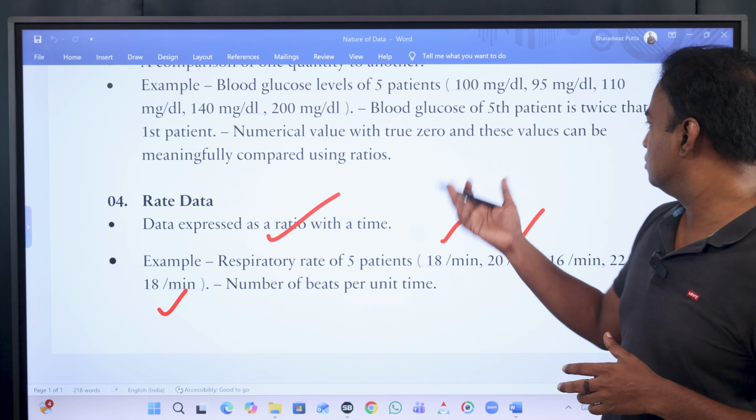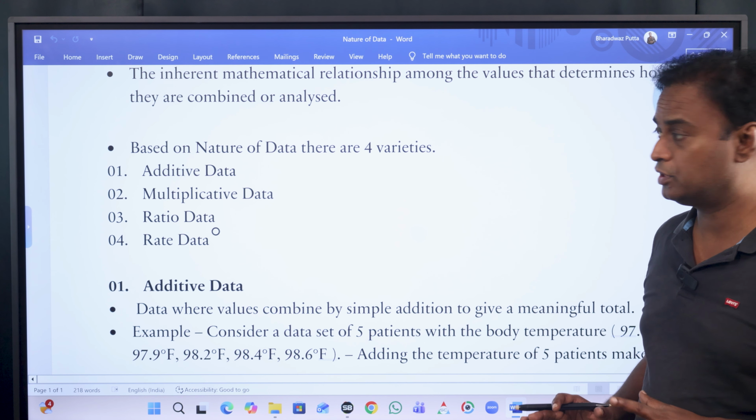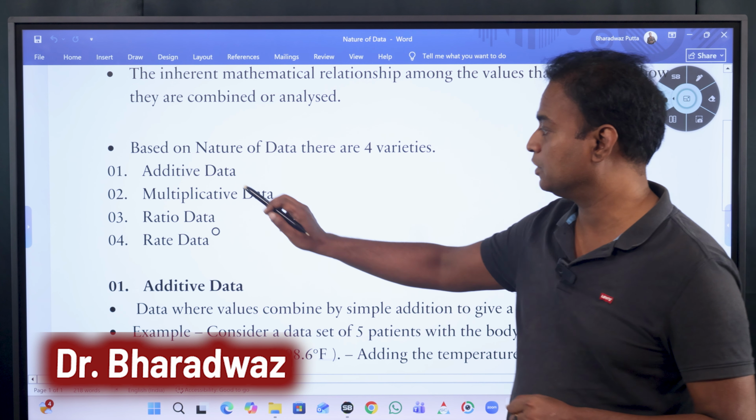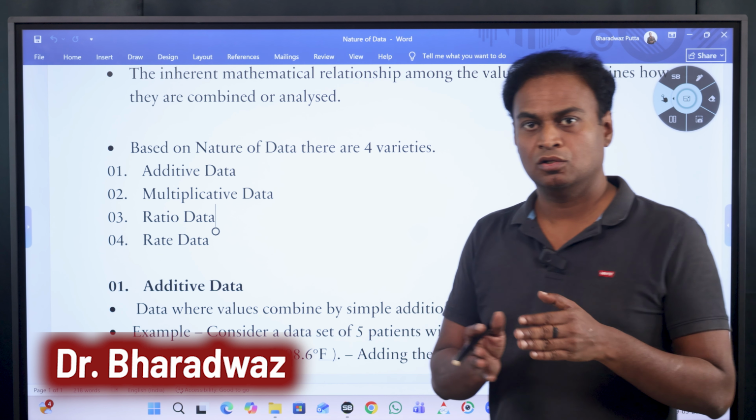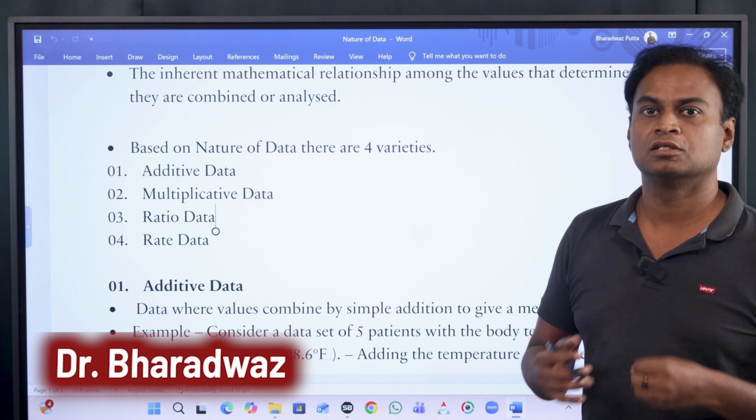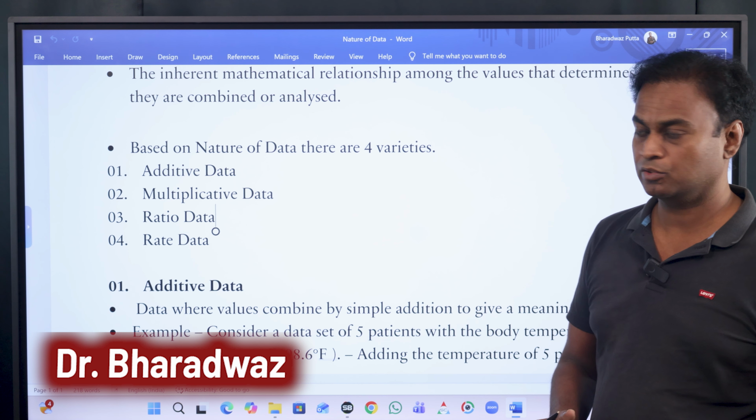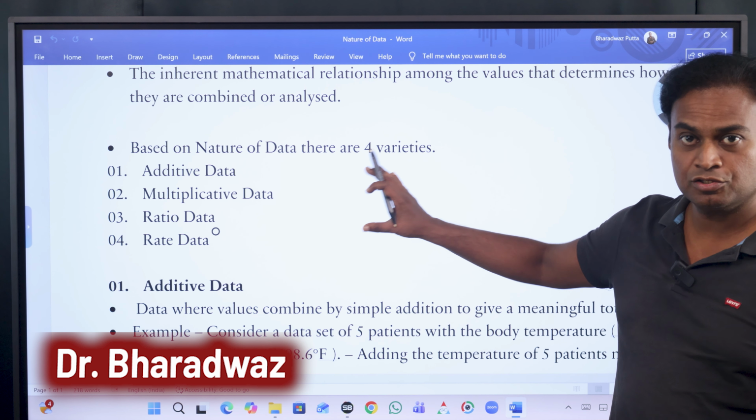Based on this, first you have to decide the nature of the data, whether it is additive data, multiplicative data, ratio data or rate data. Based on that, you have to apply the statistical inferential method or statistical descriptive measure. It depends on the nature of the data.